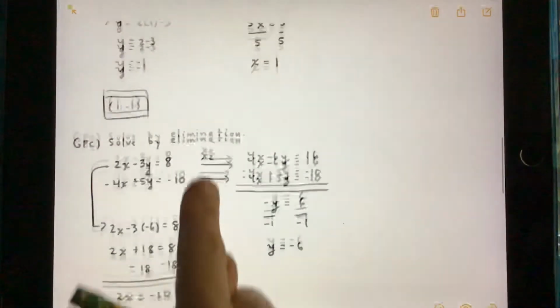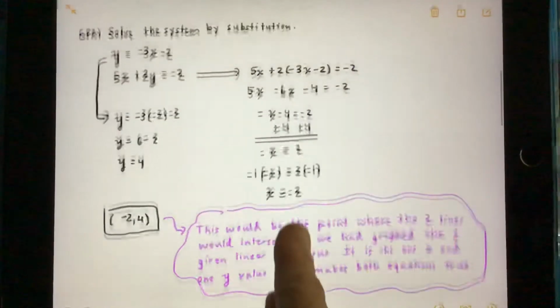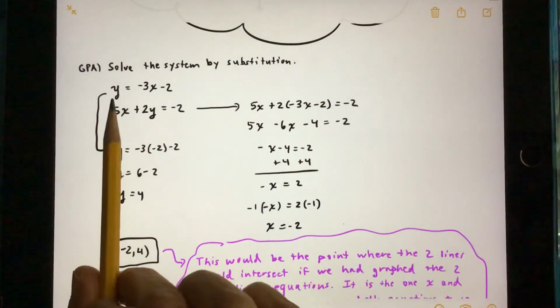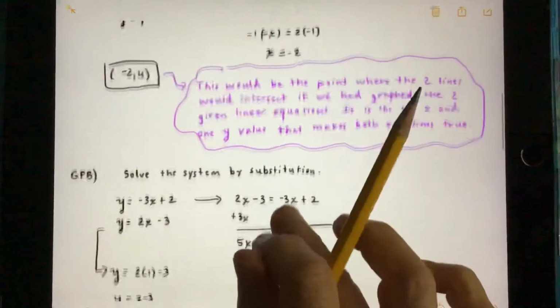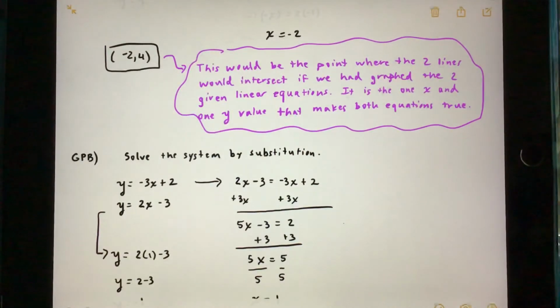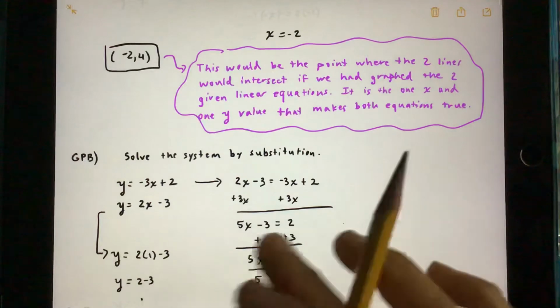We're going to go back for a minute and just notice that in both guided practice A and B, we had at least one equation solved for a variable. This one was solved for y, and in guided practice B, both of them were solved for y. It doesn't matter which variable you're solved for, either x or y.